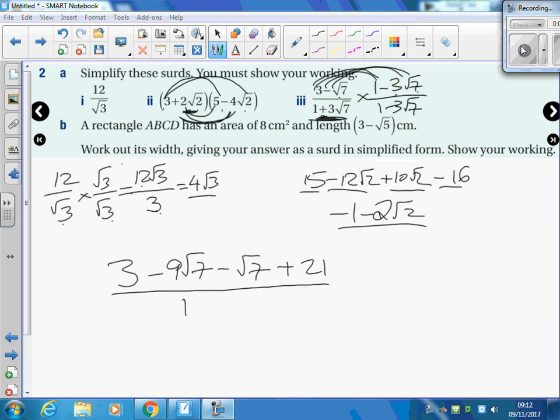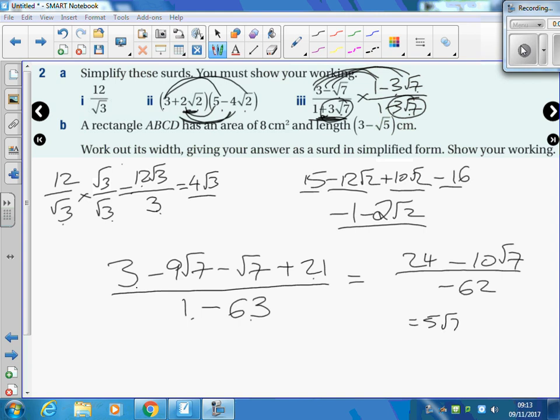On the bottom, I've got 1, take away these two things times together. So 3 times 3 is 9, and root 7 times root 7 is 7. 9 7's are 63. What's my answer then? I've got minus 10 root 7's. I've got 3 and 21, which is 24. And I've got 1 take away 63, which is minus 62. I think I'd probably divide everything by 2 here as well. So I've got 5 root 7's minus 12 over 31. So I've divided by 2 everything there, cancelled the 2's, but I've also switched the signs over as well, because I don't really like having that negative on the bottom there.